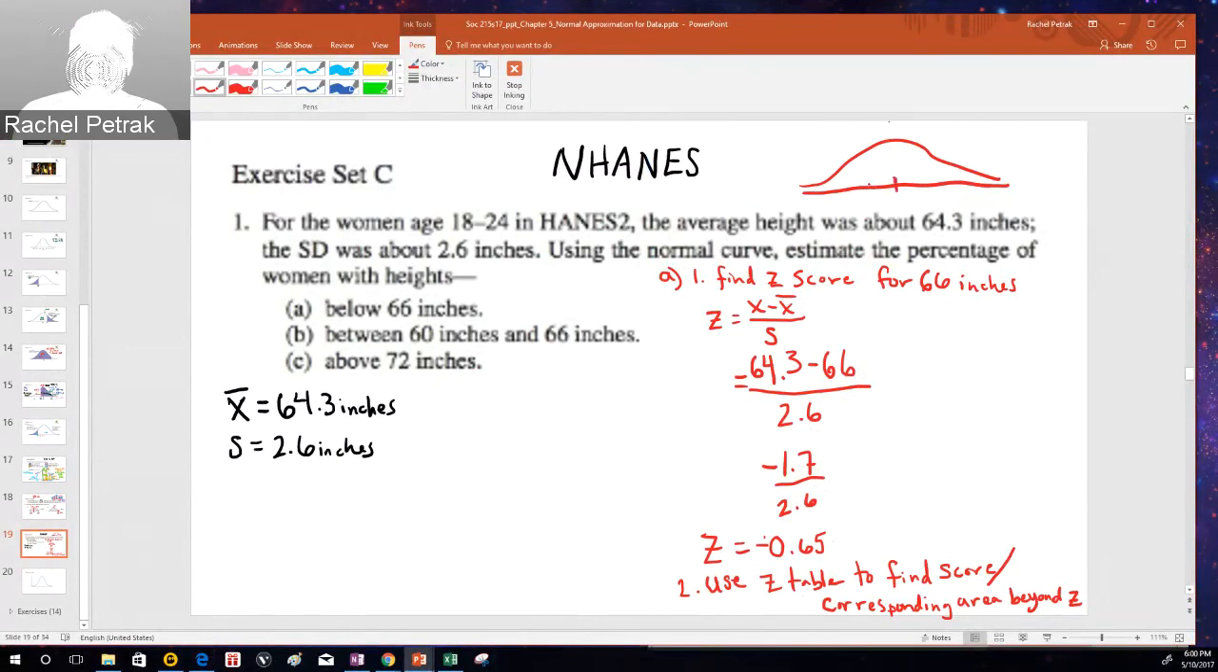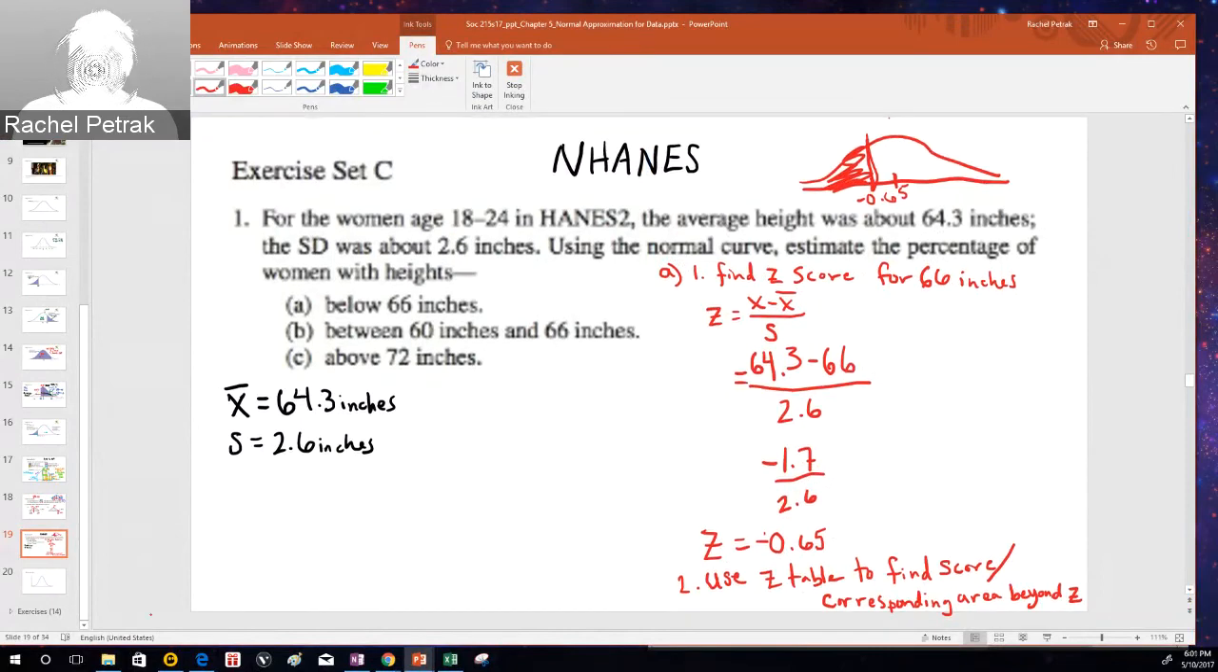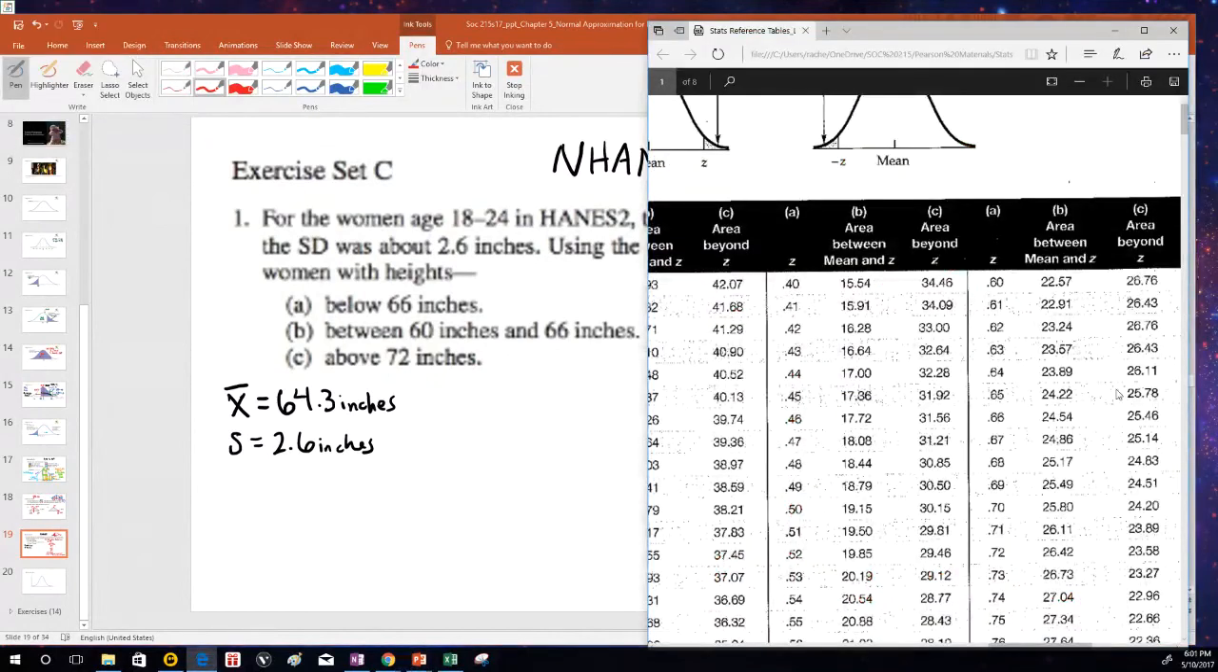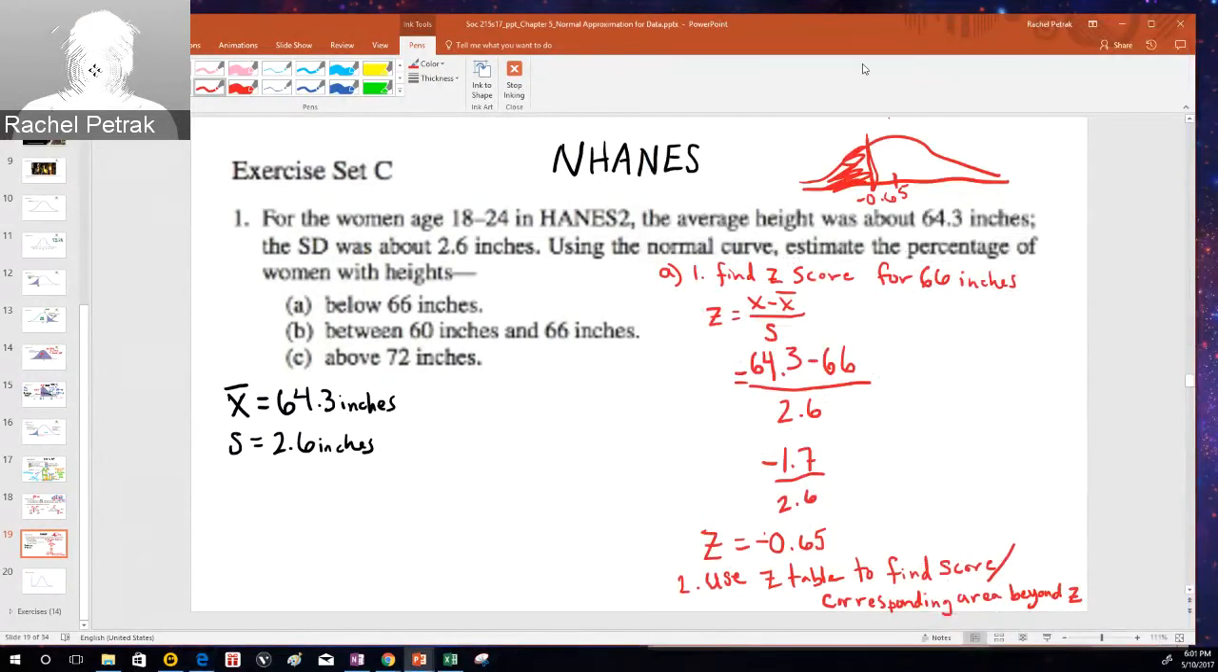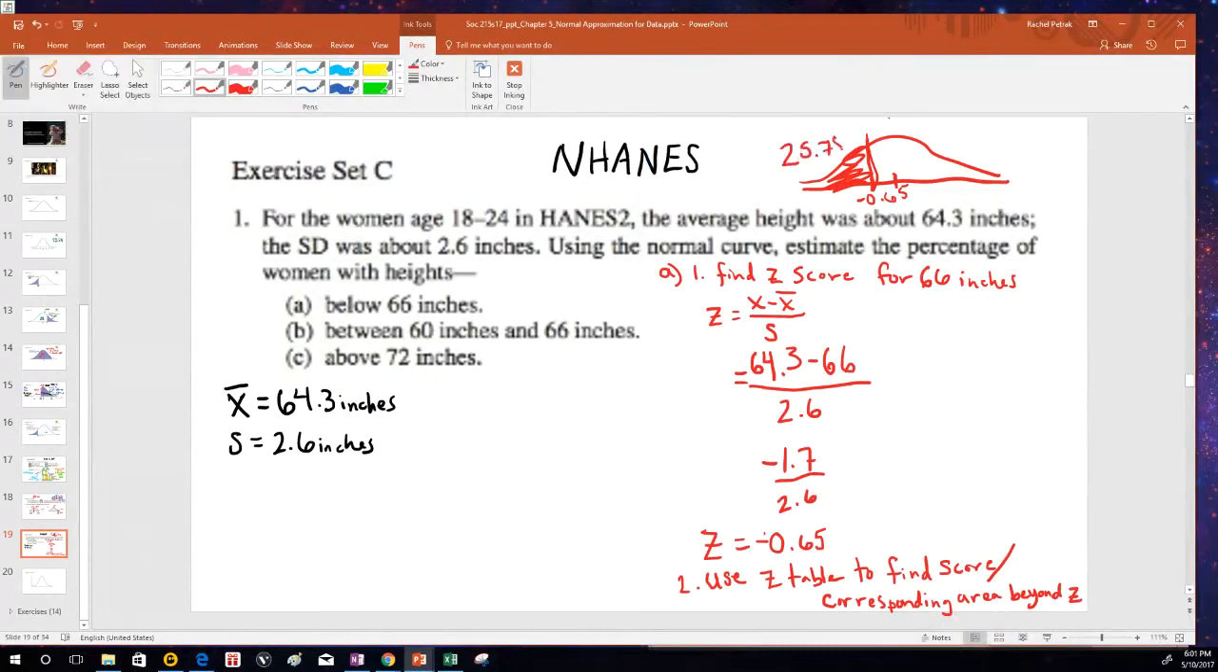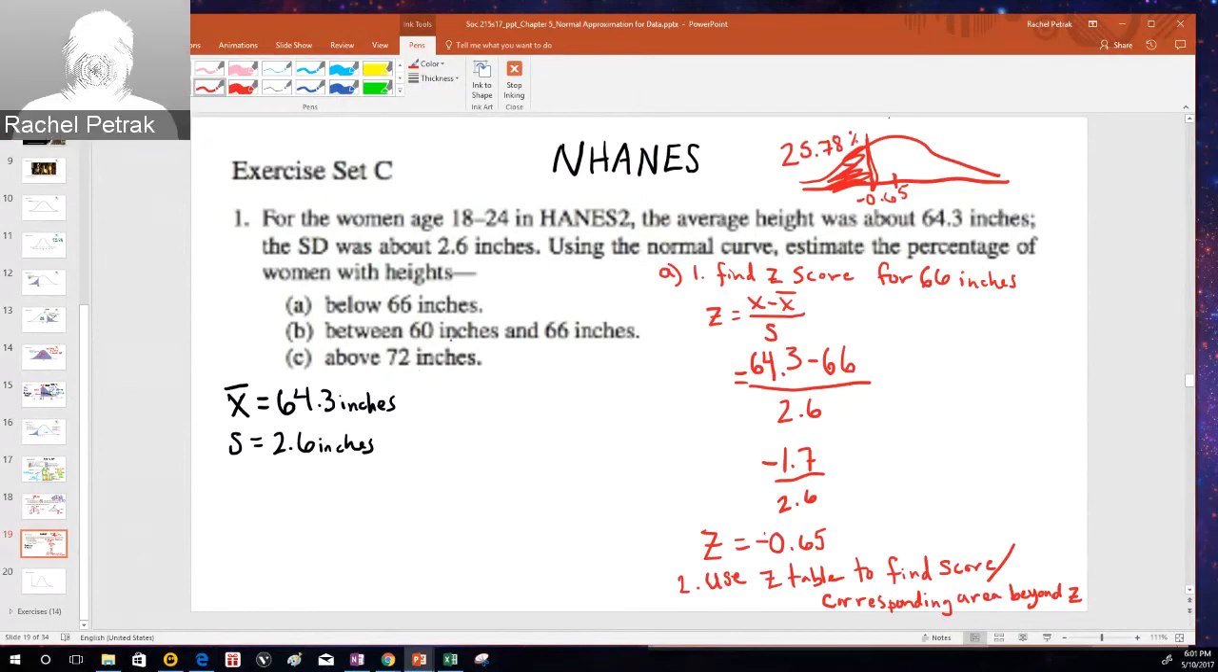Here's our mean. Our z-score is below the mean. Let's say it's here, negative 0.65, and we want the area below that, so this part out here. We just looked up that percentage, and it was roughly 25%? Yes, 25.78. Boy, pretty soon I'll have the whole z-table memorized. And that's the answer to our question. The percentage of women with heights below 66 inches is 25.78.